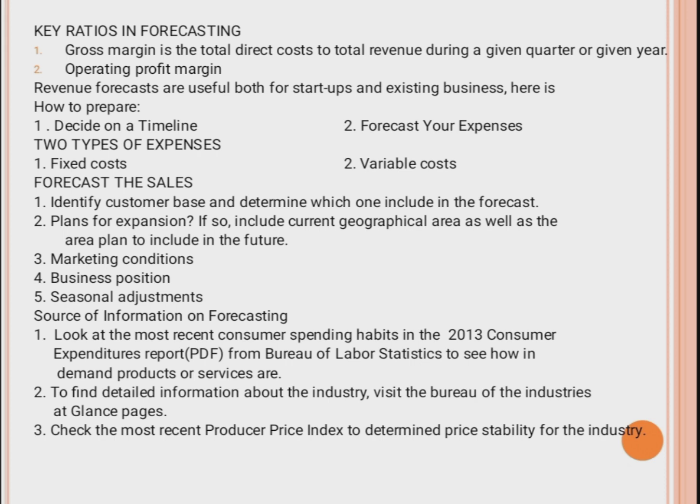Next, sources of information and forecasting. Number 1, look at the most recent consumer spending habits in the 2013 consumer expenditure reports from the Bureau of Labor Statistics to see how in demand products or services are. Number 2, to find detailed information about the industry, visit the Bureau's Industries at a Glance page. Number 3, check the most recent producer price index to determine price stability for the industry.